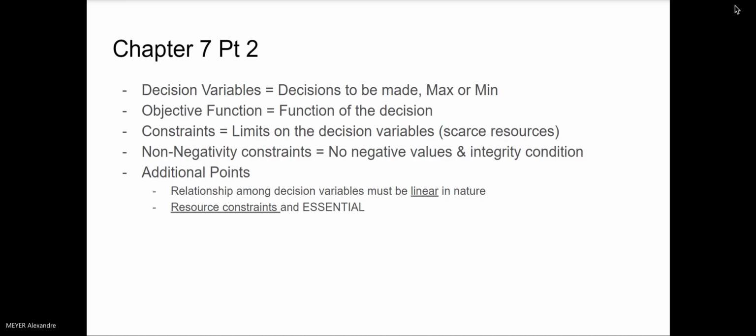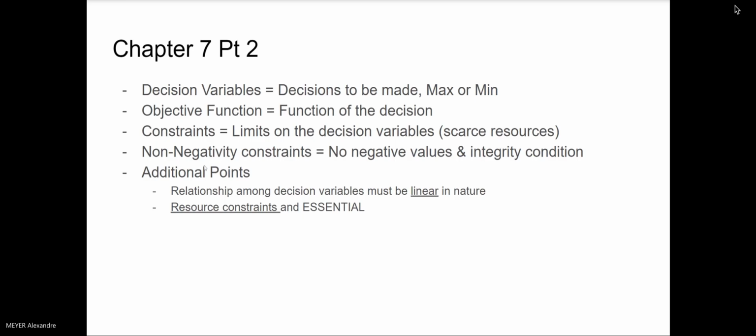We have to look at the non-negative values and the integrity condition. So in essence, no negative values. You can't really sell -1 of a room, or you can't produce -1 of a car, right? All your values have to be positive. And the integrity condition is essentially, if you're looking at it from a revenue management or hotel perspective, you can't sell 0.1 of a room or 0.5 of a room. The integrity condition essentially means that you need to sell a whole number of something, right? You can't sell half a car or half a phone or 0.7 of a room, right? So it should be, in essence, a whole number.